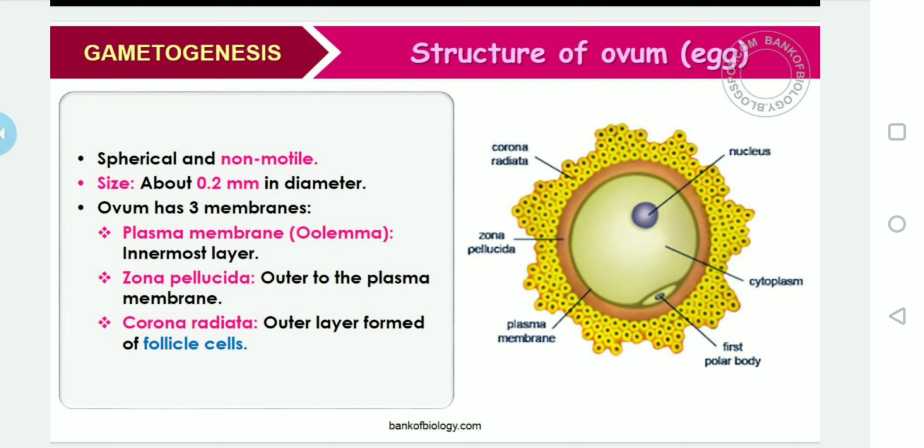Here on the right side, they are given neatly. Then the corona radiata, the outer layer formed of follicle cells, is called the corona radiata. Of course, you can also identify the structure of the nucleus, then the plasma membrane, the first polar body also, along with cytoplasm. Okay, did you get it?